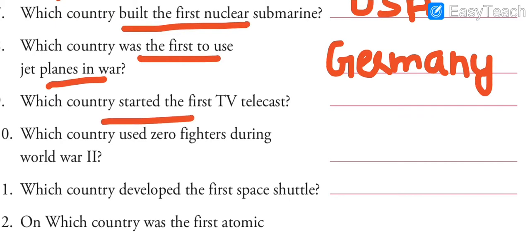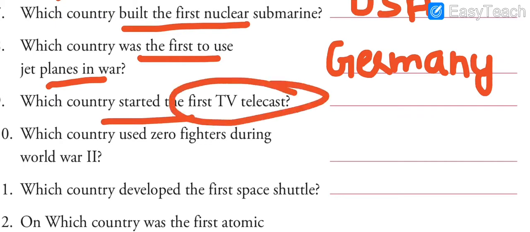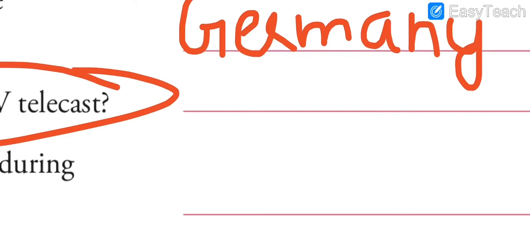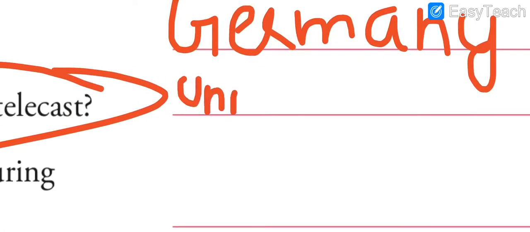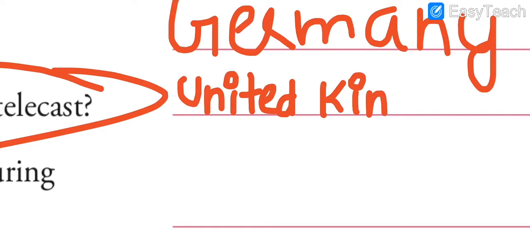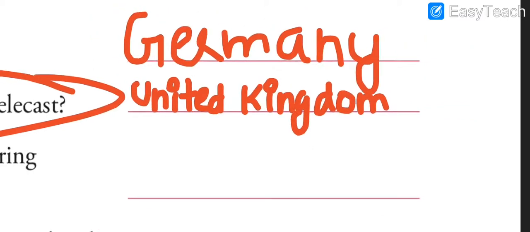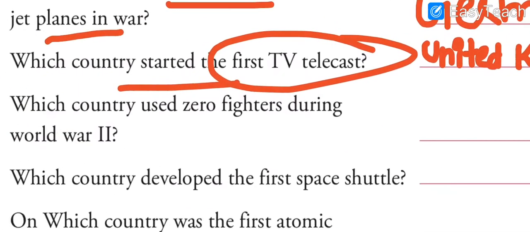Now, which country started the first TV telecast? The country that has started the first TV telecast is the UK, or if I say, United Kingdom. United Kingdom is the first country which has started the first TV telecast. I hope this is clear to you.